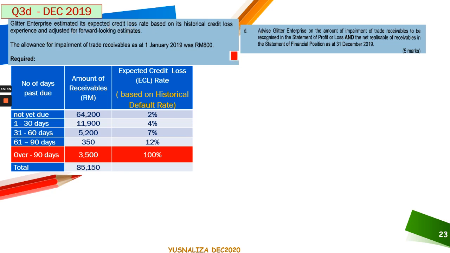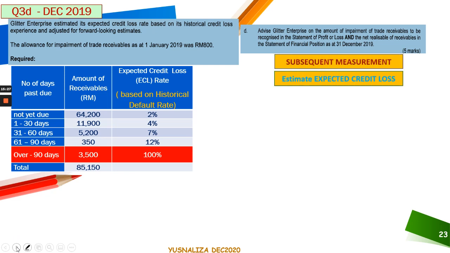So the company expected the credit loss based on the historical credit loss experience, and they also adjust that for forward-looking estimate. Let's make some revision of IFRS 9 or MFRS 9 regarding subsequent measurement of trade receivable, which is your financial asset. On subsequent measurement, normally you make an estimation of the expected credit loss. You come up with some rate of how much would likely not be collectible. You are not going to just give a lump sum percentage, but you will scrutinize the account receivable according to grouping. Here the grouping is according to the number of days past due, based on the aging of receivable.